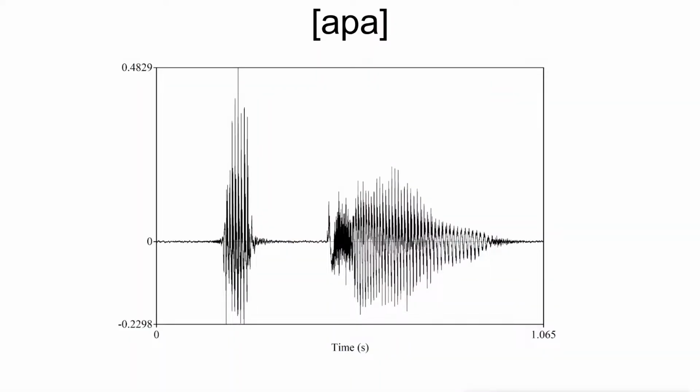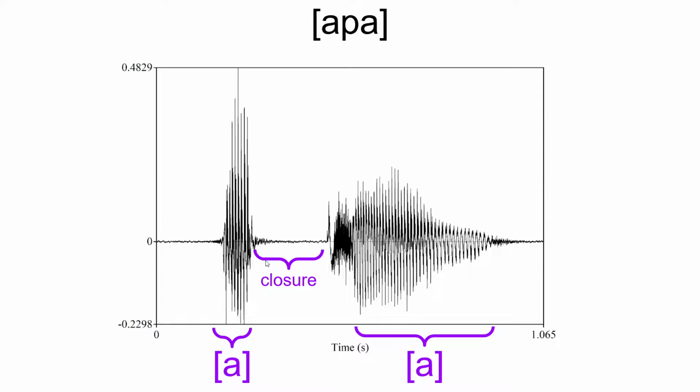So here's a waveform of a pa, and this is actually aspirated. We can see the nice regular repetitions, vocal cycles for the vowel on either side. And then in the middle, after the first vowel, we get a bit of silence.